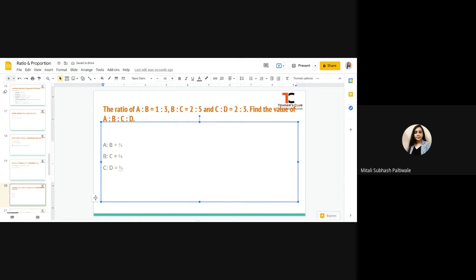Okay, now let's do one more thing. When you're equalizing all of them together, then we have to multiply all of them together. Here it is 2 and here it is 3. So we have to multiply it by 2. 2 by 6. Here it will become 3. So 6 by 15.